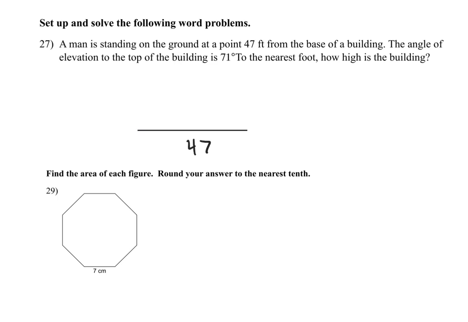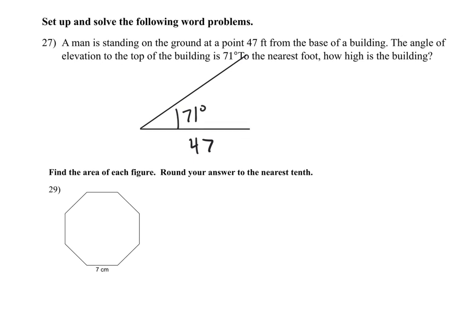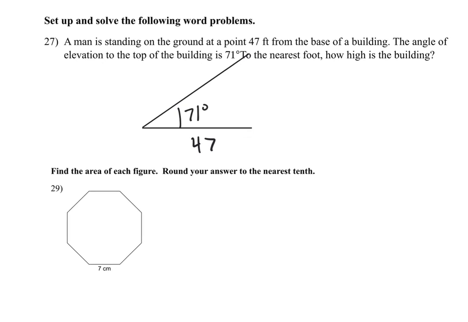The angle of elevation to the top of the building is 71 degrees. And so that's obviously not 71 degrees, but we're going to just pretend it is. All right. So this angle of elevation is 71 degrees. They want to know how high the building is. So that is going to be the height of this triangle.